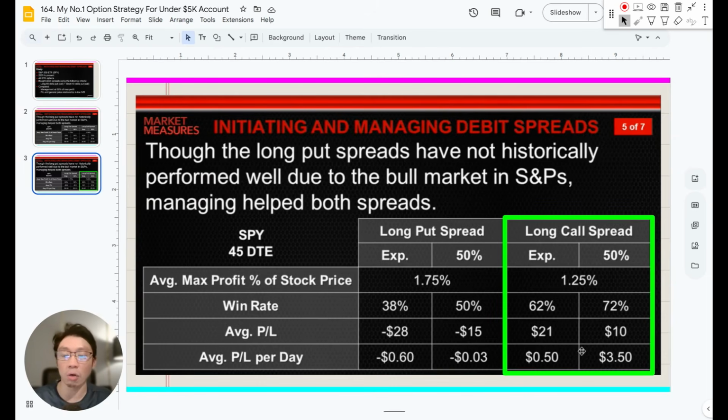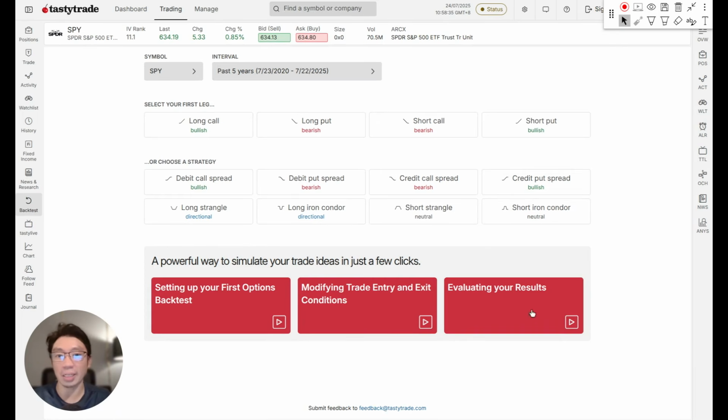So for this, let's head on over to the backtesting tool on Tasty Trade. Okay, so this is the backtesting tool on Tasty Trade. If you have it as well, all you've got to do is choose the debit call spread. And for the symbol, we're going to choose SPY. And for the interval, we're going to choose the past 5 years.